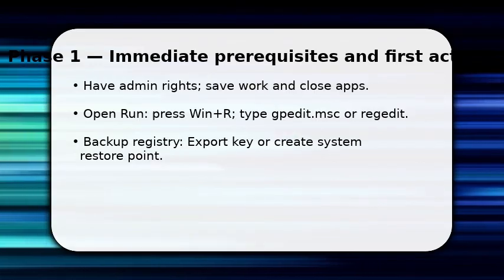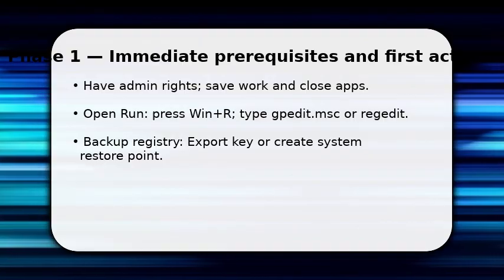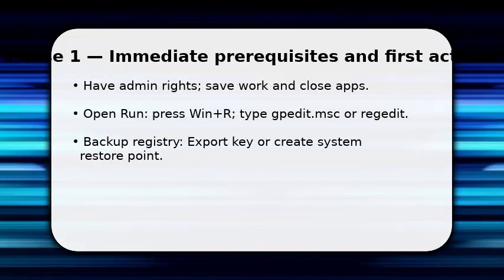If you have Windows 10 Pro or Enterprise, type gpedit.msc and press Enter to use Group Policy. If you're on Home, type regedit and press Enter to open Registry Editor. Make sure to export the registry key you'll change. That gives you a rollback if anything goes wrong.